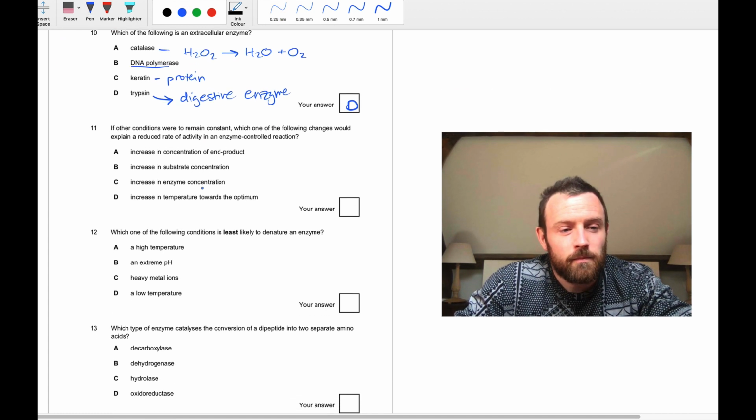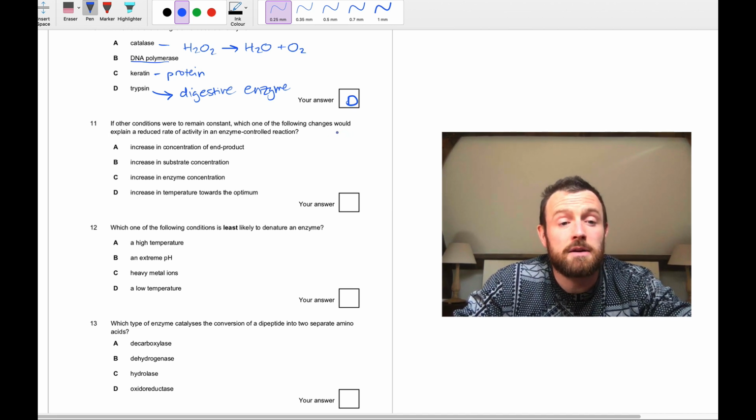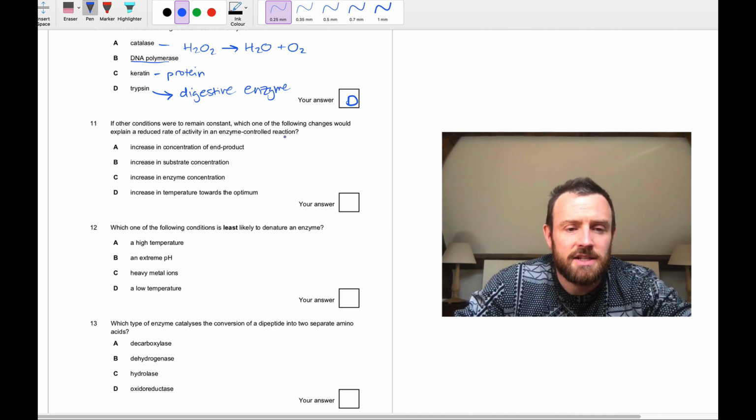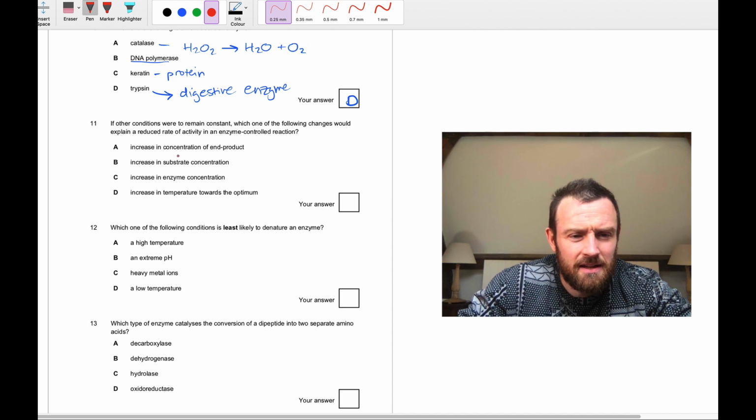Okay. If other conditions were to remain constant, which one of the following changes would explain a reduced rate of activity in an enzyme-controlled reaction? Okay, let's go through these one at a time. Increase in the concentration of end product, maybe. Okay, that could be a sort of end product inhibition. Increase in substrate concentration, no, that would speed up the rate of reaction. It wouldn't slow it down. Increase in enzyme concentration, no, that would speed up the rate of reaction. It wouldn't slow it down.